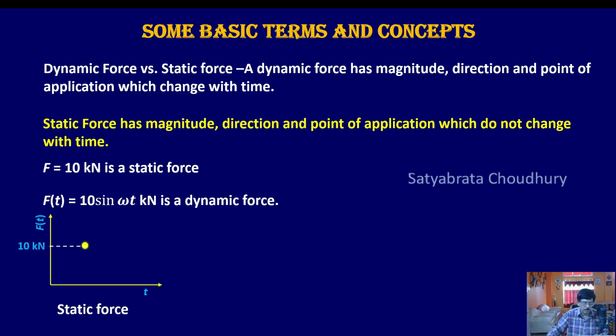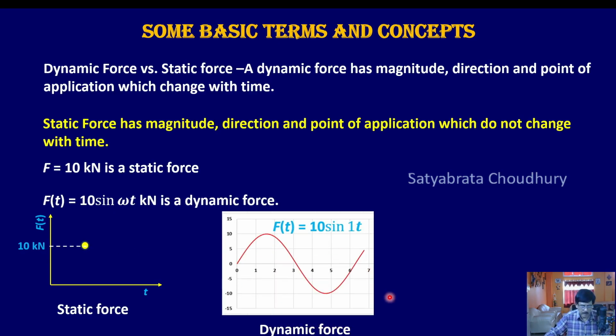Here is an example. We have taken a force whose magnitude is 10 kilonewton, and it does not change with time. It is 10 and 10 only all the time, so it is static force. On the other hand, we have taken F(t) equal to 10 sin 1t, a force which changes with time. So when t equal to 0, it is 0. At a certain value of t, it attains a peak, and then it again falls and again comes to 0 and so on. So it is changing with time.